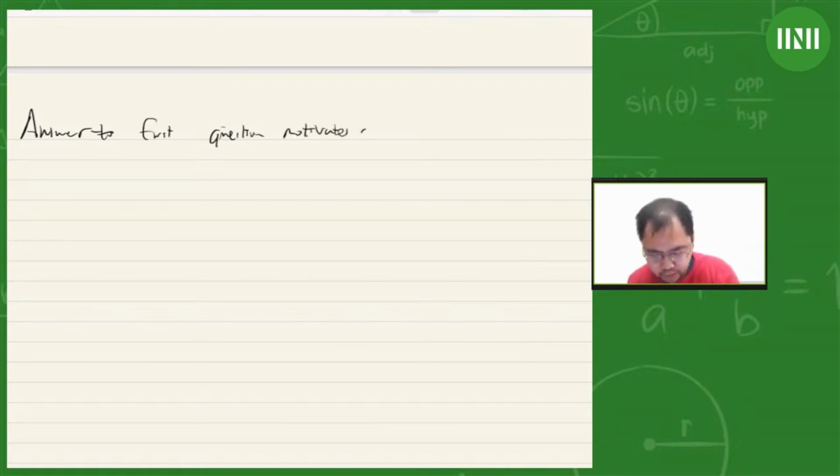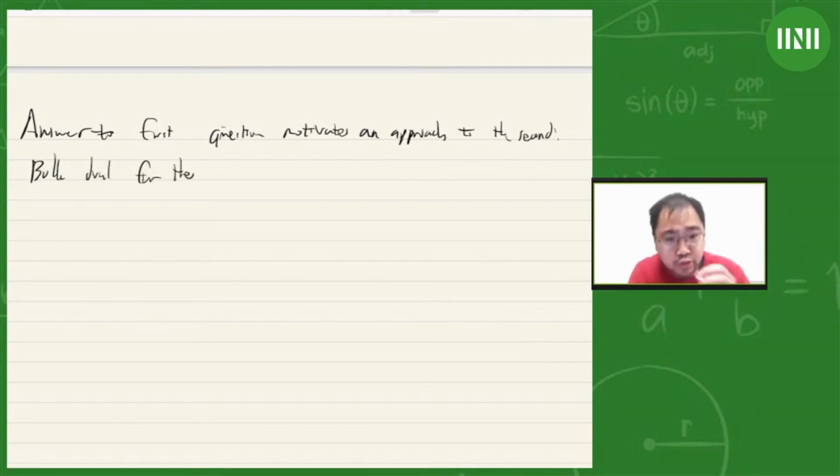then motivates an approach to the second. In particular, it suggests that the bulk dual or the threshold in ADS-CFT is the Hawking-Page phase transition.